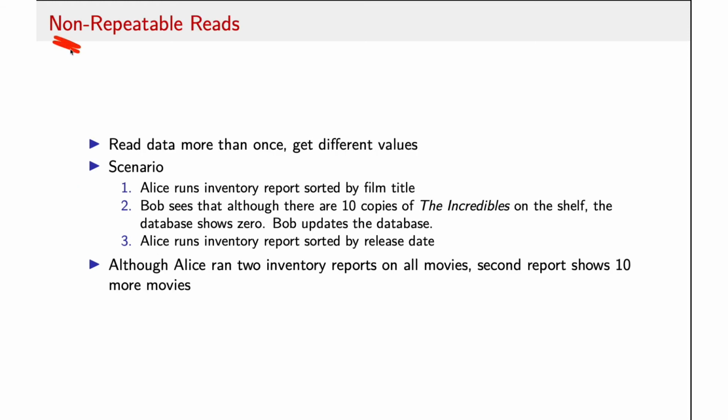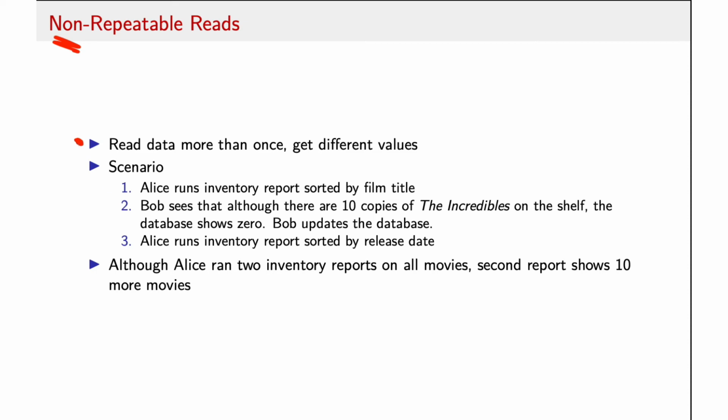Another similar thing is the idea of non-repeatable reads. So we would like, when we read a value out of the database and then go back later and read the same value, to get the same value on both reads. A non-repeatable read is a situation where we don't have that consistency. So we're going to read a piece of data more than once and get different values.